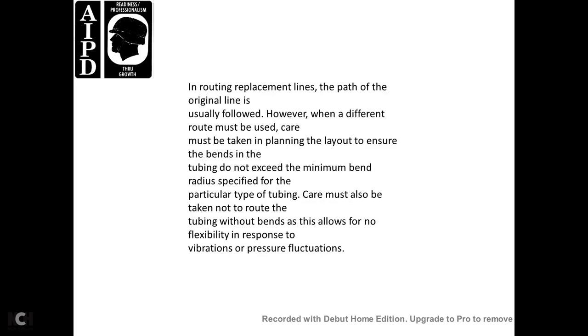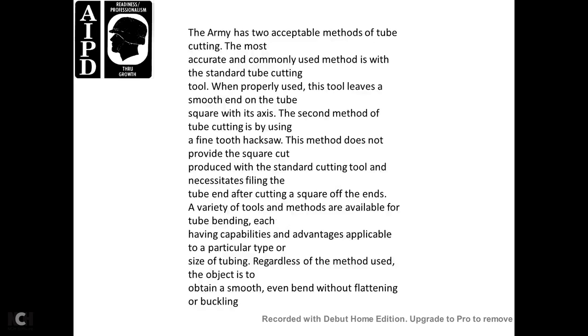En route of replacement lines, the path of the original line is usually followed. However, sometimes a different route must be used. Care must be taken to plan the layout to ensure that the bends in the tubing do not exceed the minimum bend radius specified for the particular tubing. Care must also be taken not to route the tubing without bends. This allows for no flexibility in response to vibration or pressure fluctuations.